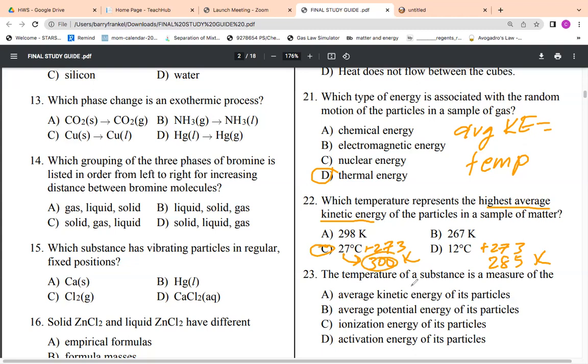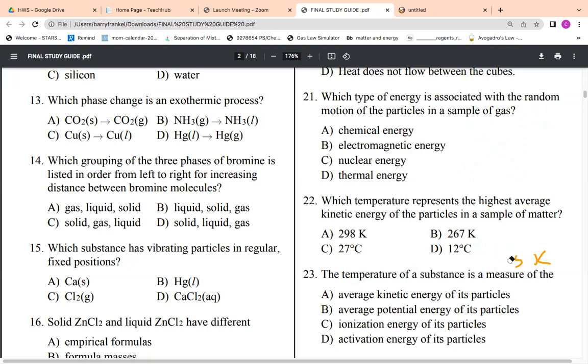Number 23, we literally just did this. The temperature of a substance is a measure of the average kinetic energy. This is a definition problem. Moving on, I think we're already on the third page. Alrighty.